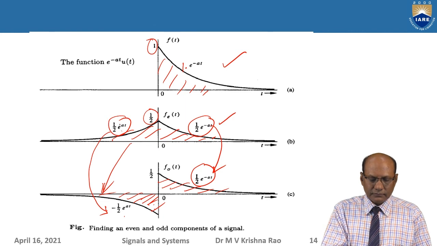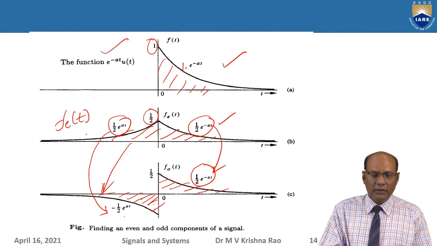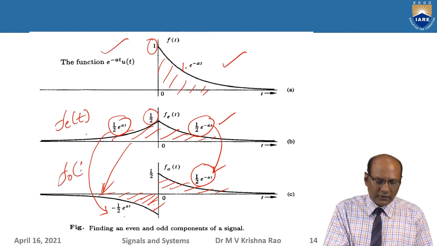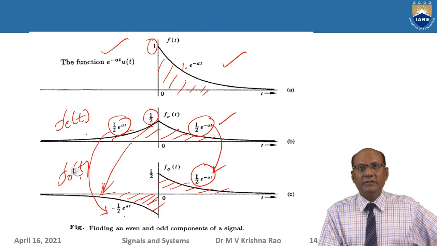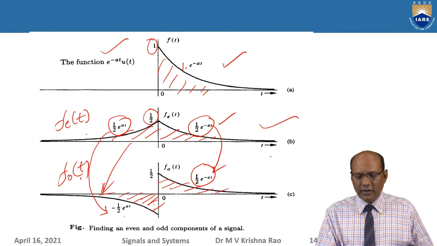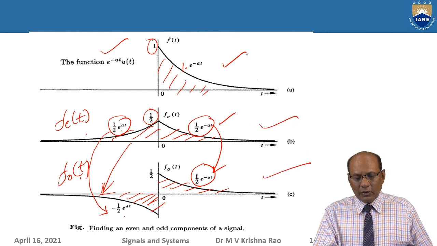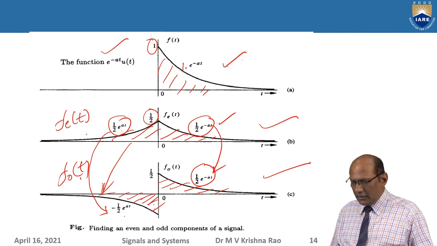This is even, this is fe of t. This is the even function of this function. This is the odd function of this one. That means the width of the even function and the odd function will be double that of the given original function, okay, in this case.